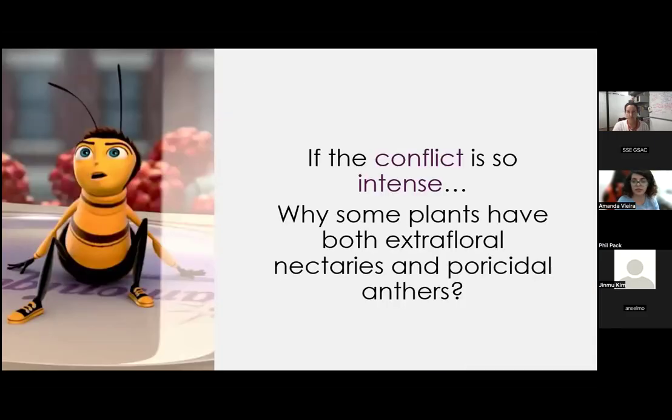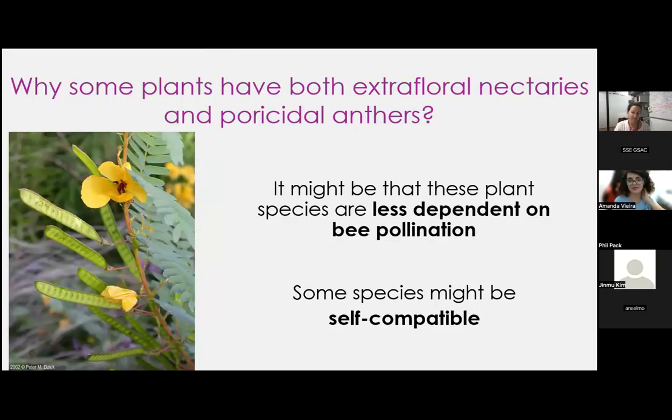But one thing that got me thinking was, okay, so there's a conflict, this conflict is intense, but why do some plants, these 4 or 5 genera, have both extrafloral nectaries, so they are protected by ants, and they are pollinated by bees? So what happens in these 45 cases? We had a few hypotheses about this. Maybe these plants are a little bit less dependent on pollination. For instance, they might be self-compatible, so they can have some fitness even in the absence of a pollinator.